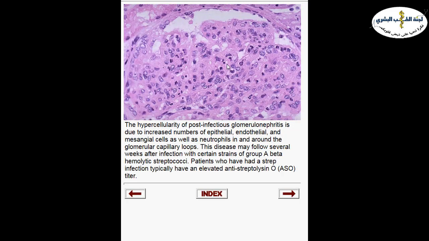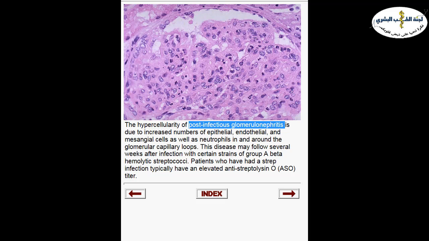Now, if you look closely at the glomerulus, we can also see these cells. What are these cells? Neutrophils. They are polysegmented cells, actually the neutrophils. So in addition to mesangial, epithelial, and endothelial cell proliferation, we also have leukocytes and neutrophils. This hypercellularity with the presence of neutrophils is a characteristic finding in post-infectious glomerulonephritis. So this is diagnostic of post-infectious glomerulonephritis.